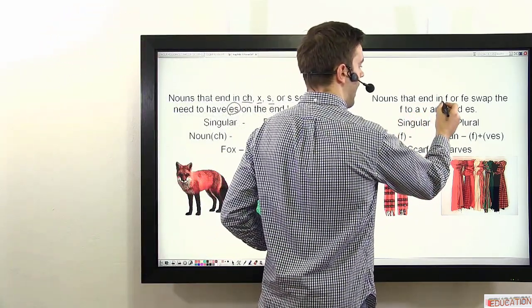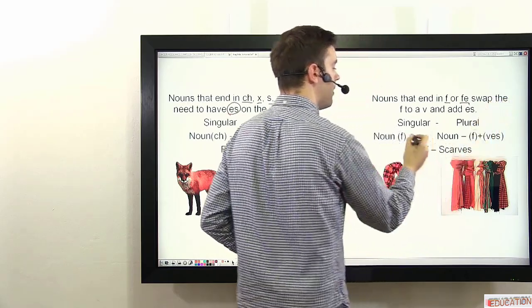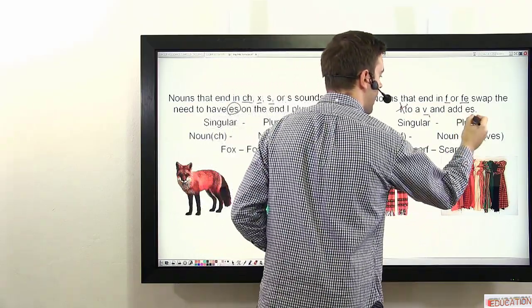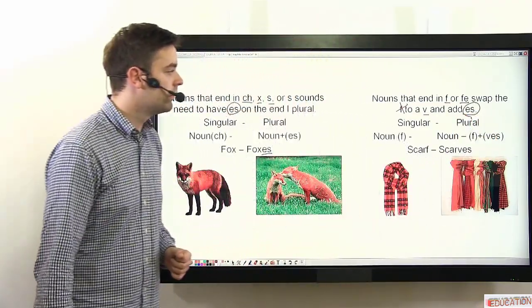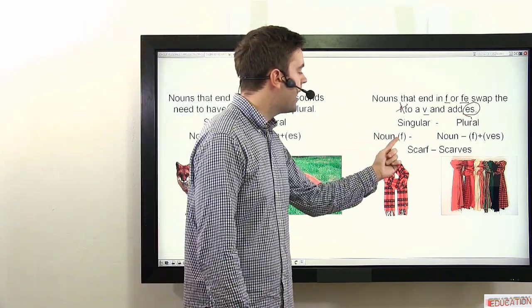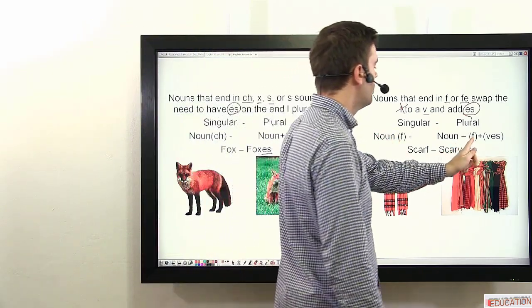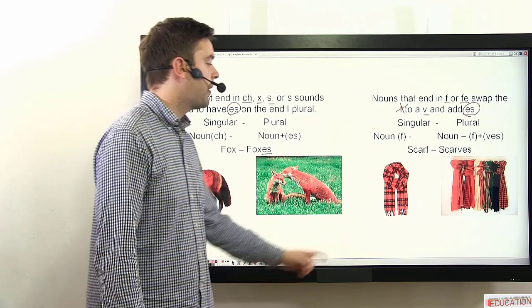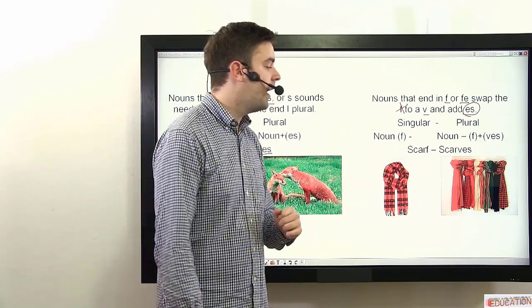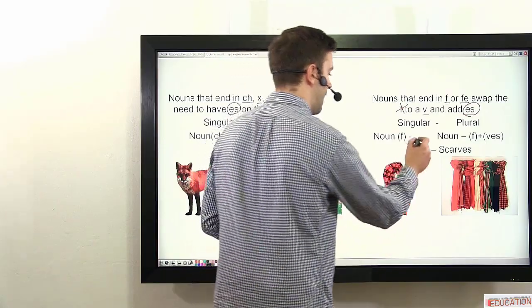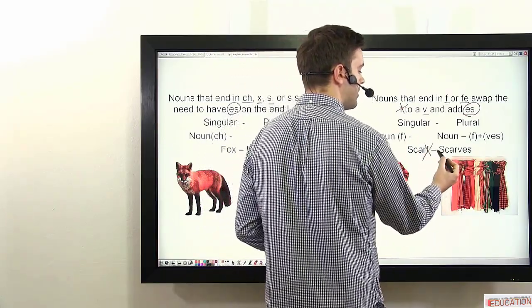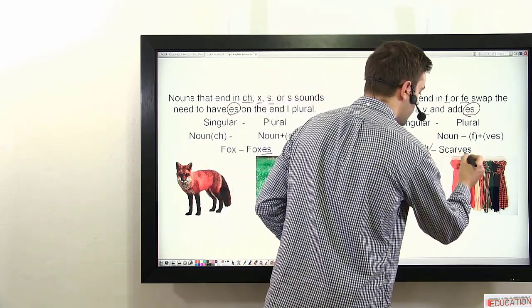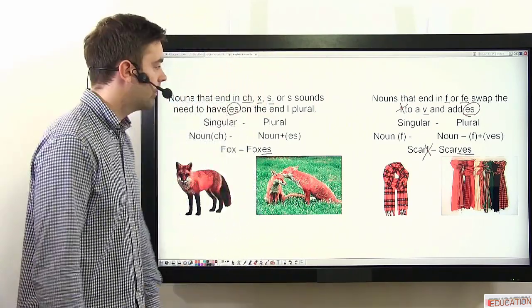Nouns that end in F or F-E, swap the F to a V and then add ES. So we have the noun that ends in F. You get rid of the F and you add VES. So we have scarf, S-C-A-R-F. Changes to scarves, S-C-A-R-V-E-S. Scarves.